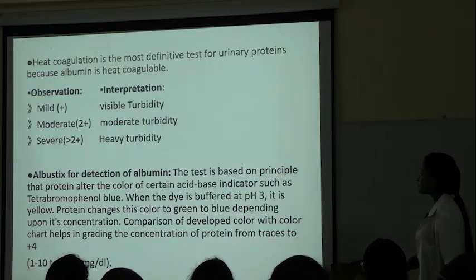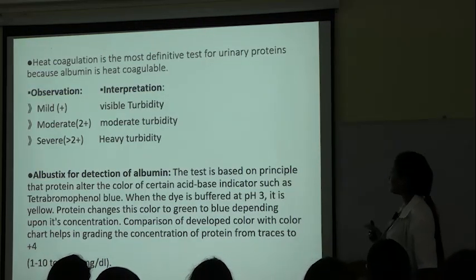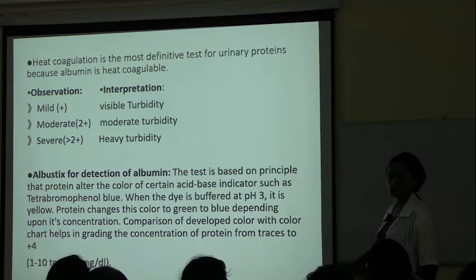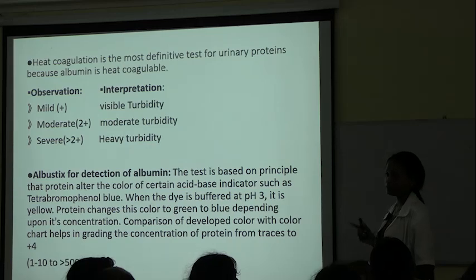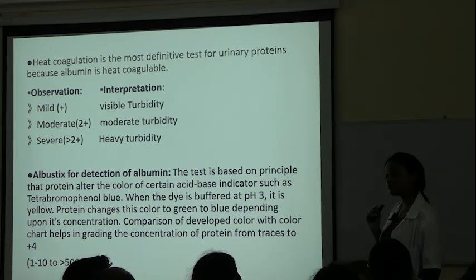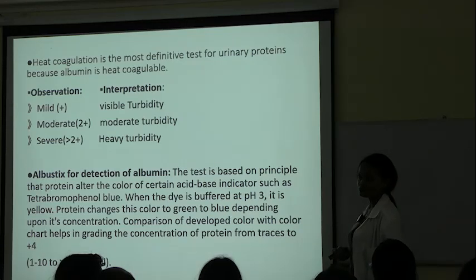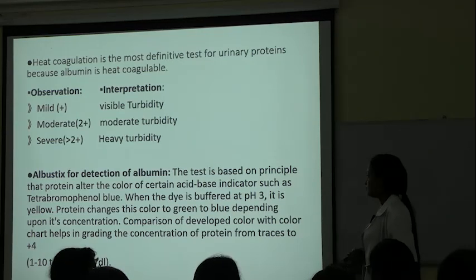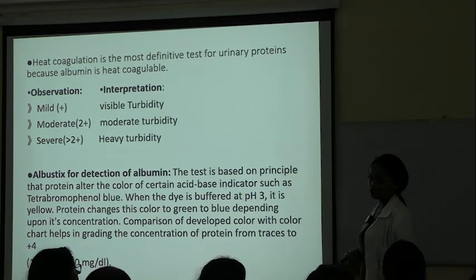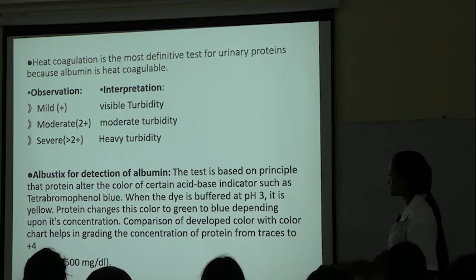The test is based on the principle of acid-base indicators such as tetrabromophenol blue. Can you name other acid-base indicators? Like methyl blue, litmus is an indicator. So many indicators are there. Go and just study those names.